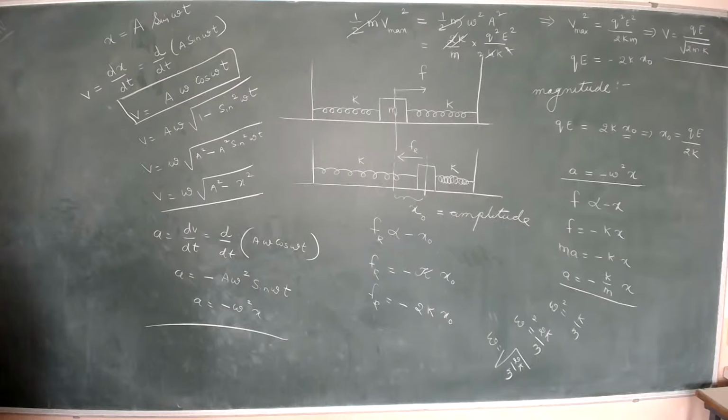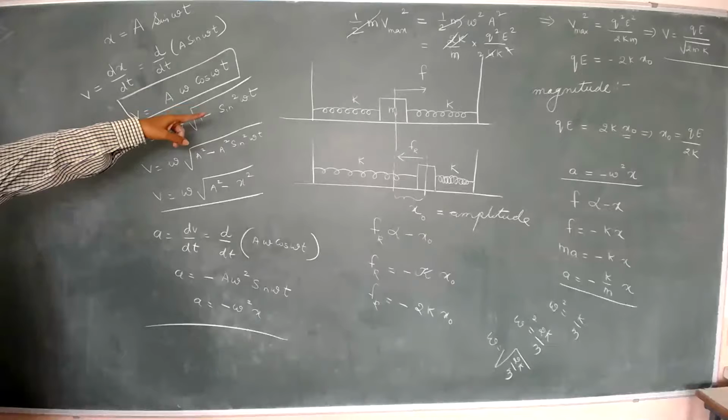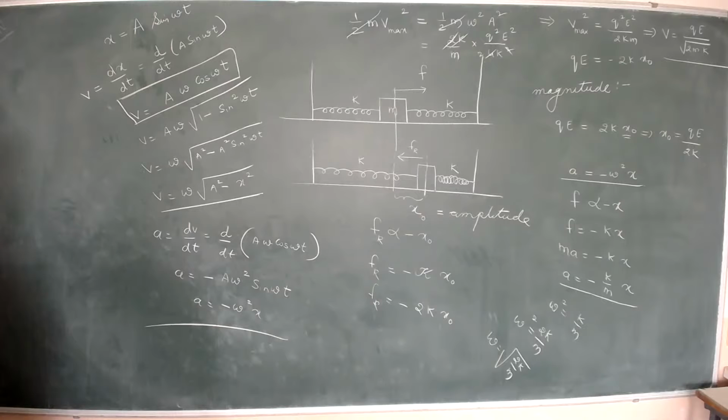In the place of V, I have taken A omega, so V square is A square omega square. Why? Look at this. V is equal to A omega cos omega t. So what is the maximum condition? When time t is equal to 0, cos 0 is 1. So V is equal to A omega. Understand? That's why I have taken A omega for V.